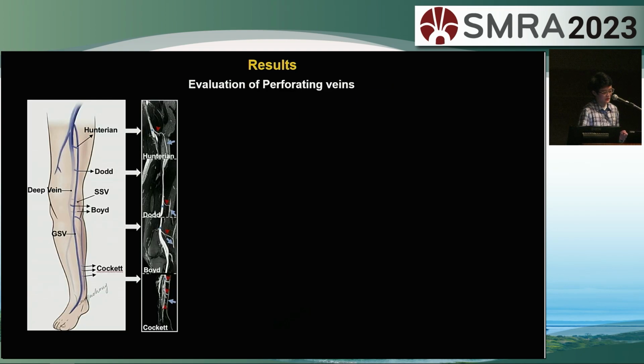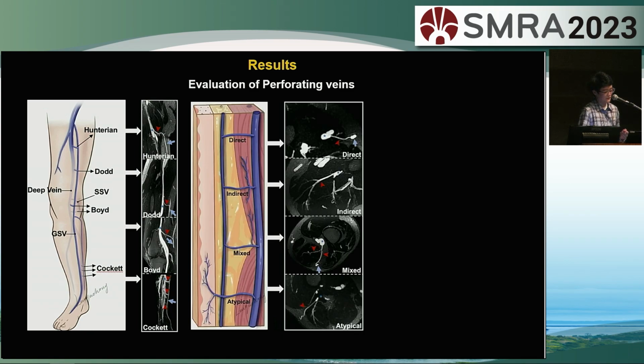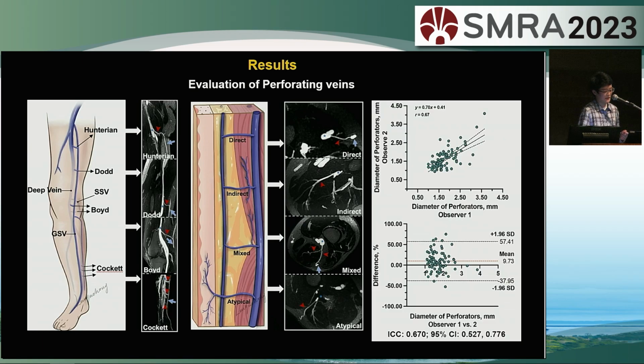Another important structure is the perforating veins. Perforating veins connect deep and superficial networks. Varmoxolid-enhanced MR venography shows the different groups of named perforating veins and different types of perforating veins, and the 2 observers had a good agreement on perforator diameter measurements.